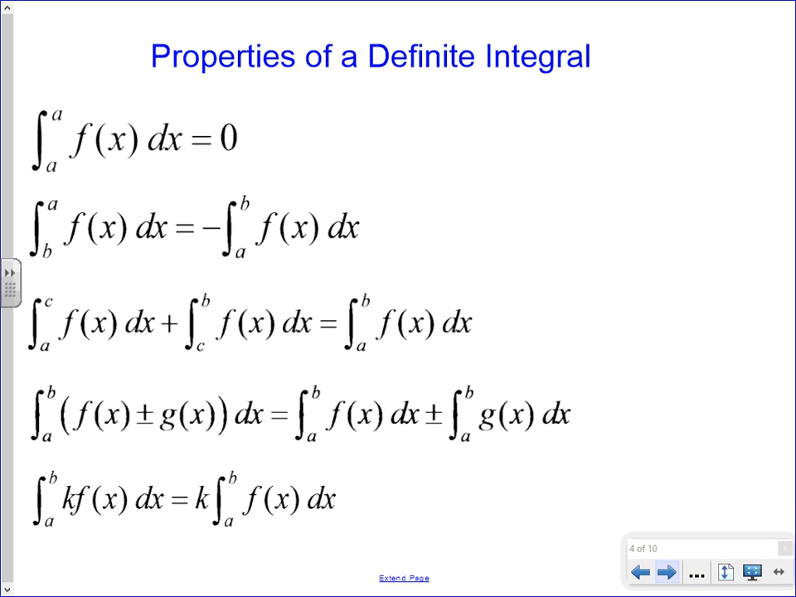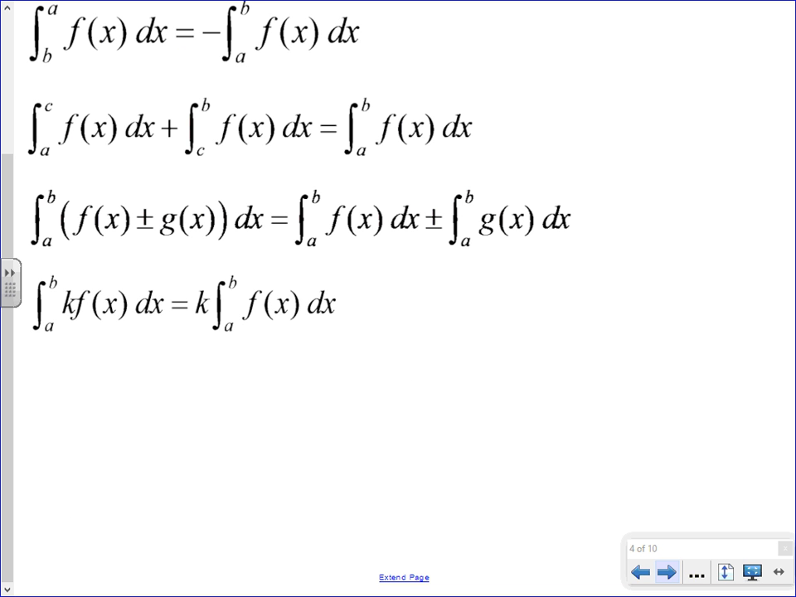And then our last one, if we have a constant inside of our integral, we can move it to the outside of our integral. That's also something that we talked about with our antiderivatives, our indefinite integrals. The same rule applies for definite integrals.